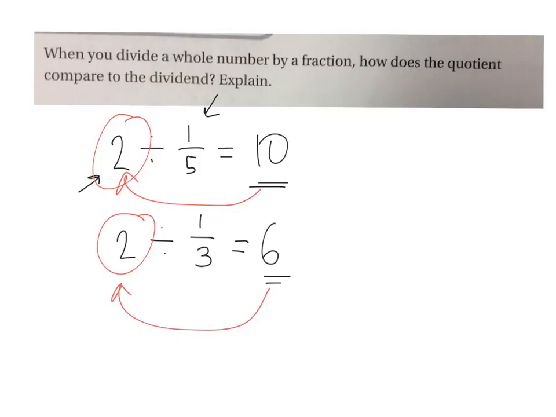How does that compare to what we normally know about like whole number division? Go ahead and talk to your table group about that. We're noticing that when we divide a whole number by a fraction, the quotient actually gets bigger than the dividend. Okay. Have we accomplished today's math goal yet?